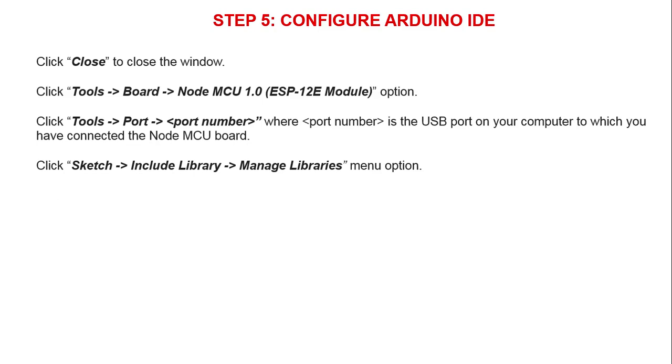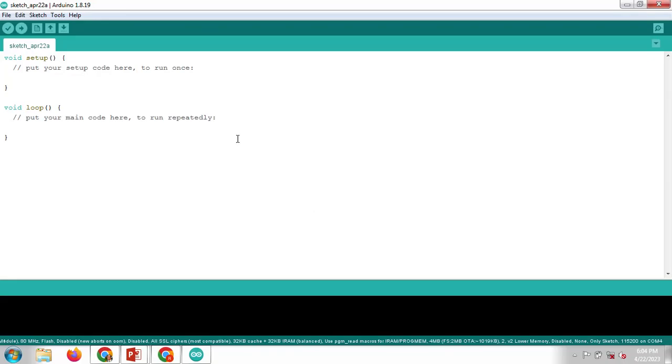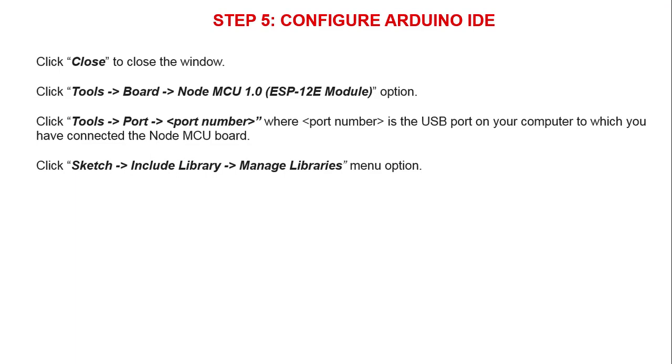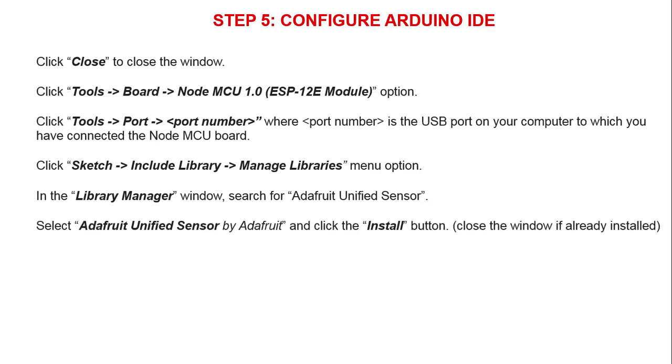So you can choose that particular port option and click on that port number. If it is connected, there are multiple libraries or multiple sensors we can connect. We can click on the sketch and include the library. We can add different libraries, whatever sensor or hardware we have to connect to the NodeMCU. So click on the library manager, then we can search for the Adafruit Unified Sensor, whatever sensor we have to connect.